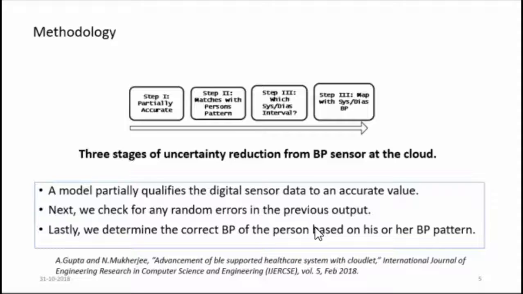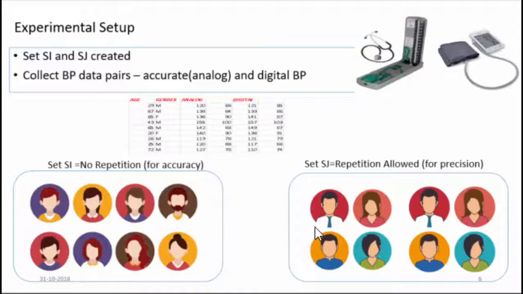First, experimentally, we have collected a sample of a group of people. For that first group, we collected the sample in such a way that we can develop a model. In this case, the model will be used for improving the accuracy of the digital sensors. So we are collecting pairs of analog sensor and digital sensor data.